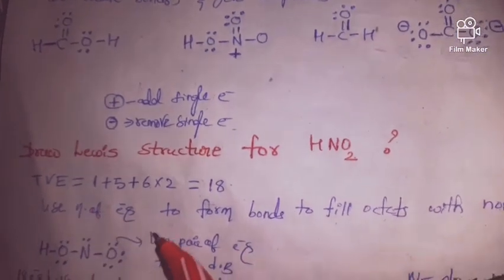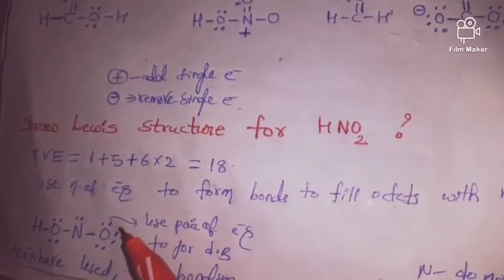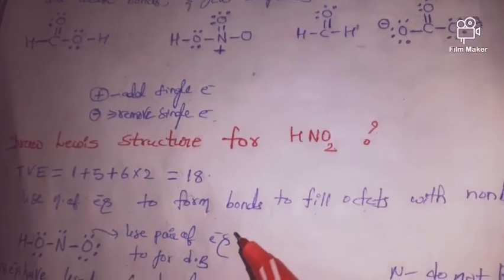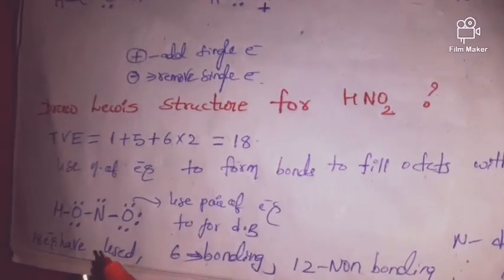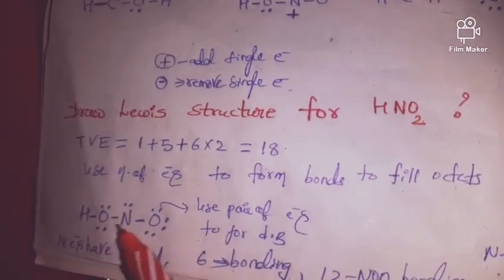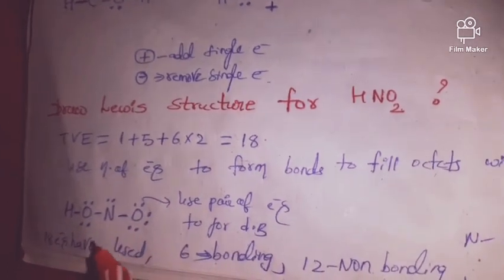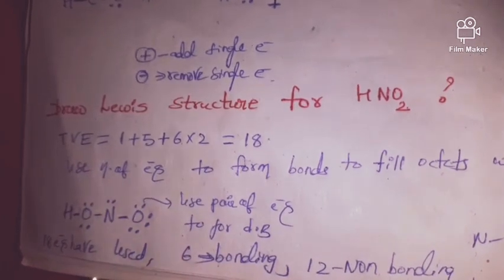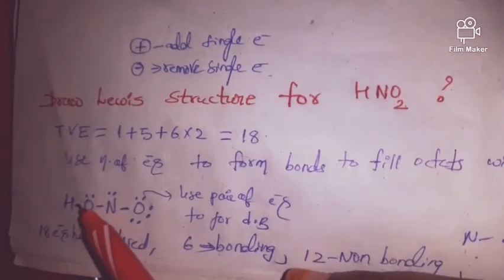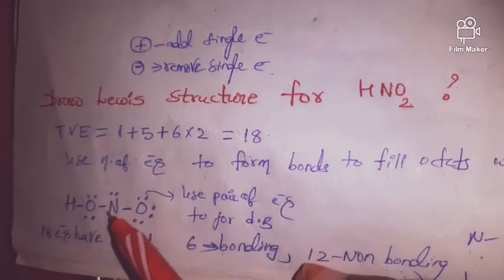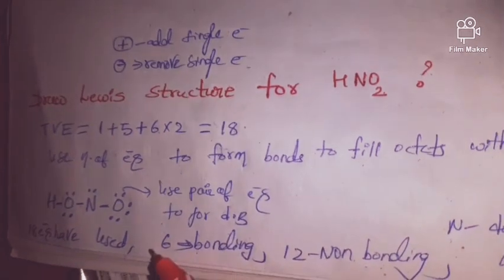Next, use the number of electrons to form bonds and fill octets with non-bonding electrons. So by using these 18 electrons we should form bonds, and they should obey the octet. See here, H and O2. Here first we have represented it like this, and here 18 electrons are used. If we count the number of electrons here: 1 2 3 4 5 6, 7 8 9 10 11 12 13 14 15 16 17 18. So all the 18 electrons are used.